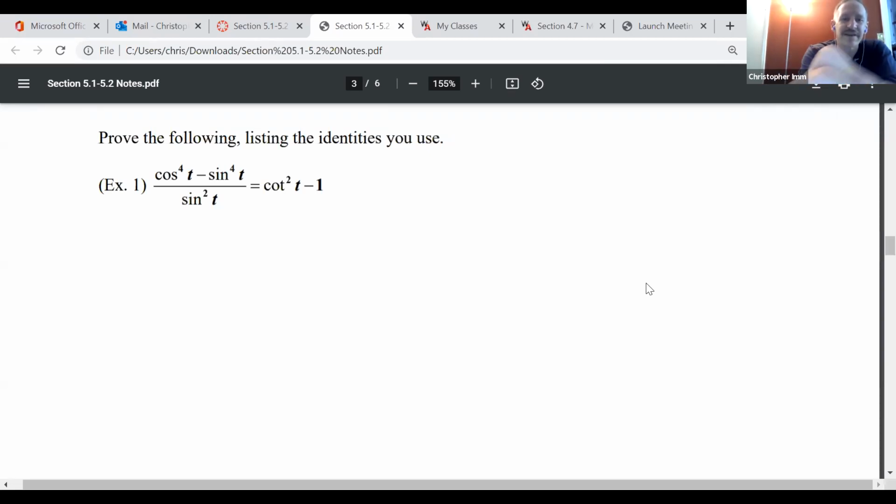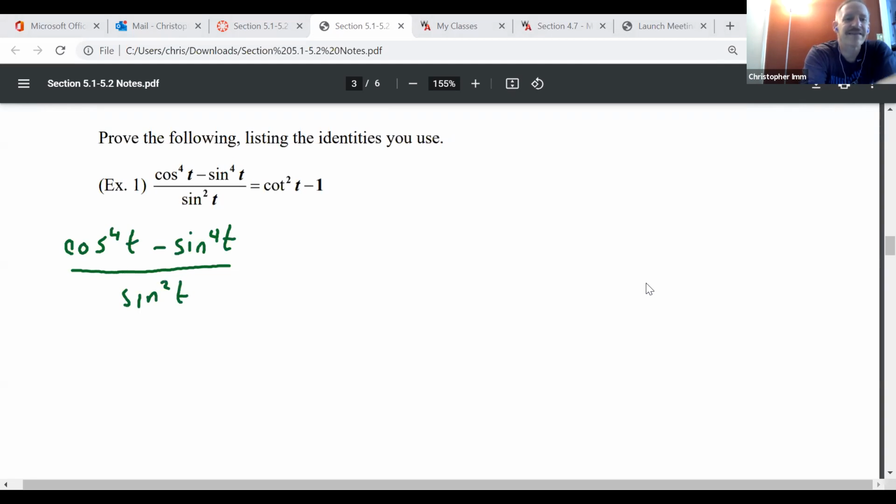When I prove this, sometimes I'm just going to have to start and then go off to the side. Sometimes it doesn't work out just exactly how you'd want it to, so you have to try again. But this time I'm going to start out with the left-hand side. I want to write that down, and then I'm going to go over and prove that that's equal to cotangent squared minus 1.